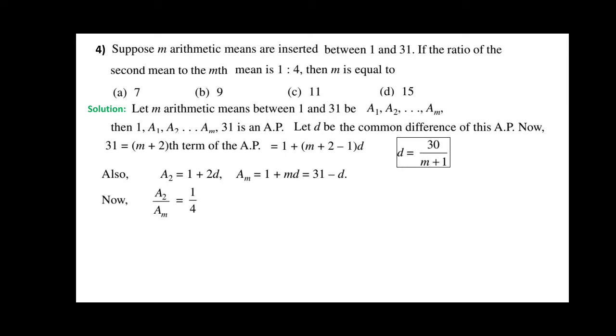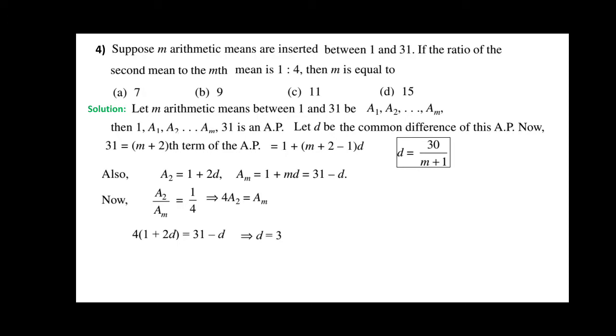Now we can consider the ratio of the second mean to the mth mean, that is A2 by Am is equal to 1 by 4. It is already the given data. Therefore, by cross multiplication, 4 into A2 is equal to Am. Now we can replace the values of A2 and Am, so 4 into the bracket of 1 plus 2d is equal to 31 minus d. Now multiply and simplify. Therefore 4 plus 8d is equal to 31 minus d, and after simplification we have d equal to 3.